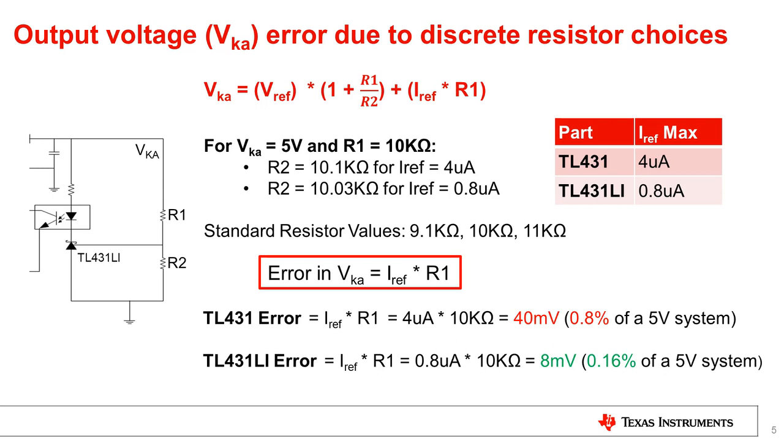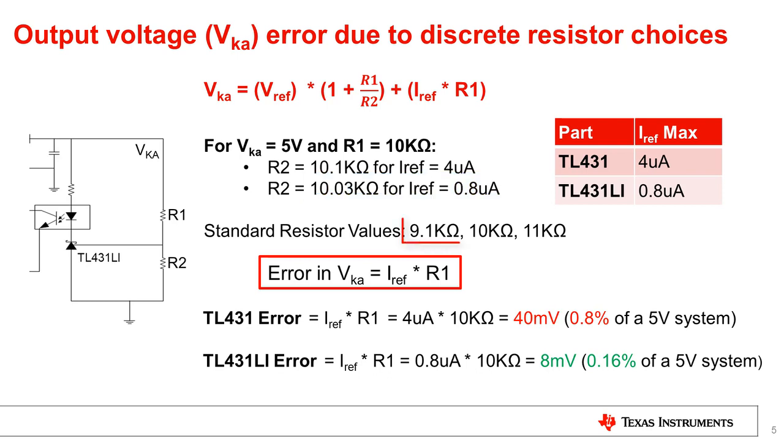Let's now talk about output voltage error. The output voltage is given by the equation above. If a designer chose to build their circuit so that the output voltage were to be 5 volts and R1 was fixed to 10 kiloohms, then a calculation for R2 must follow. By solving for R2, the R2 value would be 10.1 kiloohms, accounting for an IREF of 4 microamps, while a resistor value of 10.03 kiloohms would result for an IREF value of 0.8 microamps.